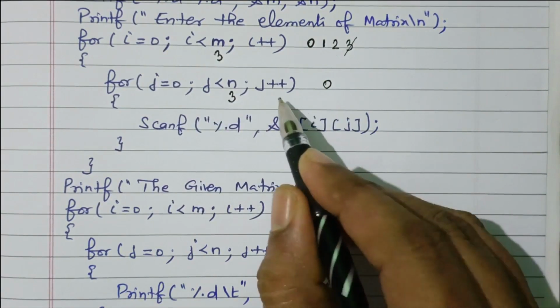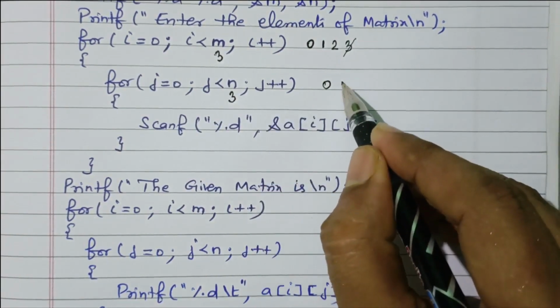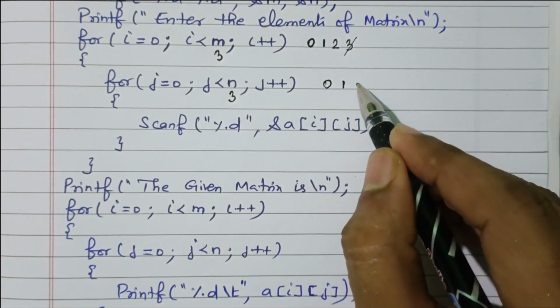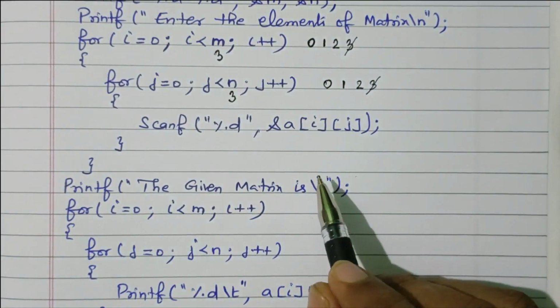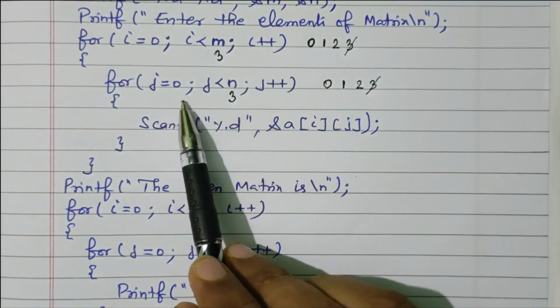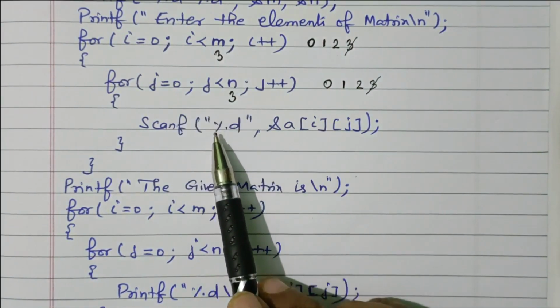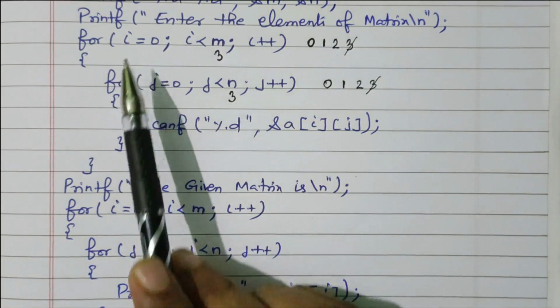It will execute. Thereafter it is incremented. J plus plus means it becomes 1. Then again incremented, then it becomes 2. While it is 3, it will be terminated, right? So this for loop, the J loop, also executed 3 times. Then it will go to the main loop, right?